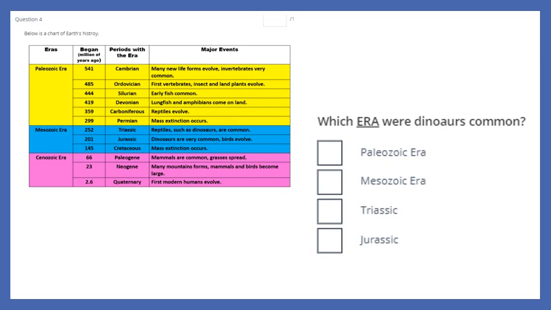Question 4. Below is a chart of Earth's history. In which era were dinosaurs common? Oh, that is a typo. My bad. All right. A, Paleozoic era. B, Mesozoic era. C, Triassic. Or D, Jurassic? Again, you're looking at eras. Don't confuse eras and periods. And you also need to look under major events to see when dinosaurs were common.